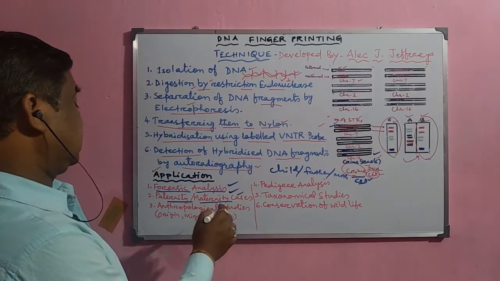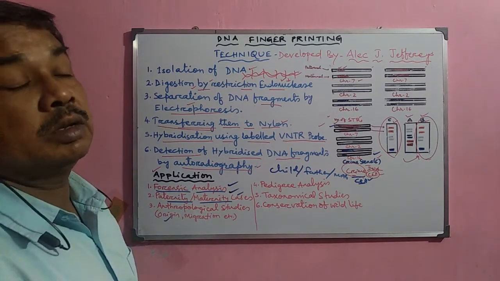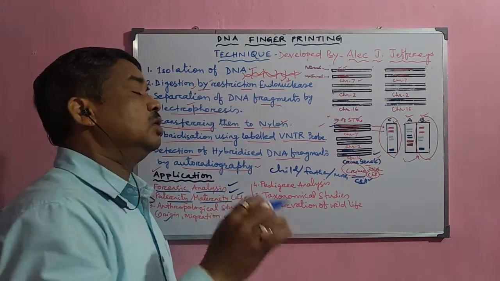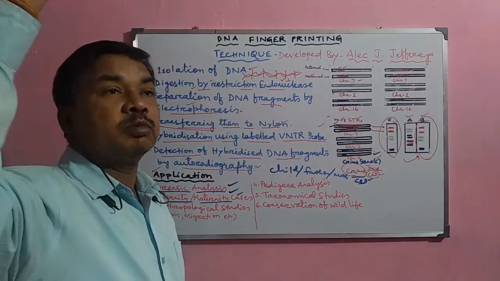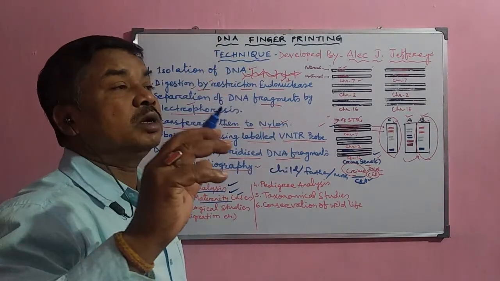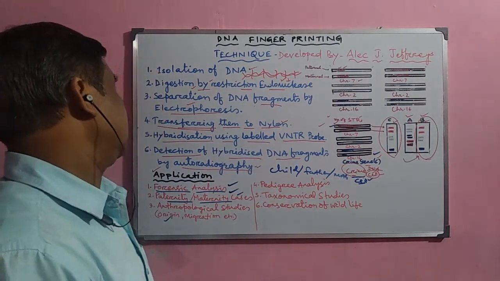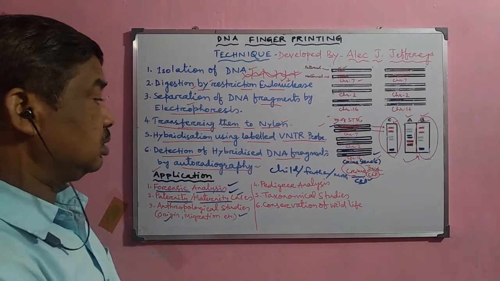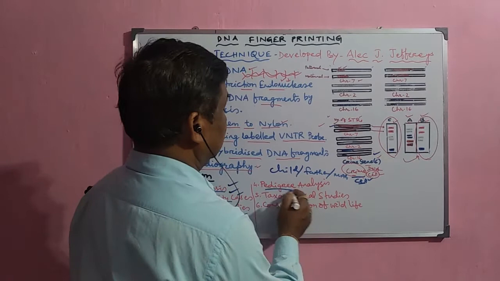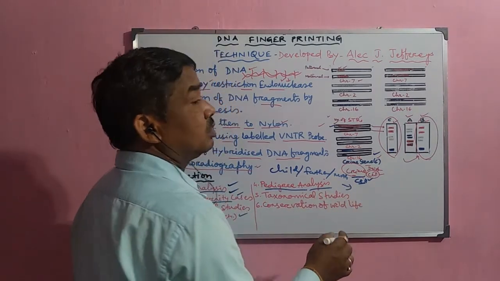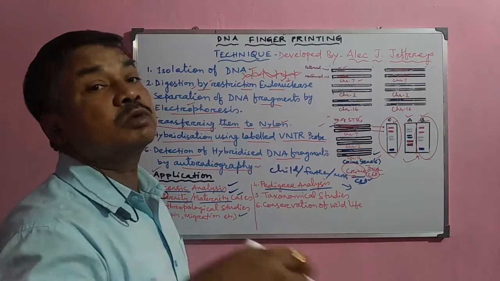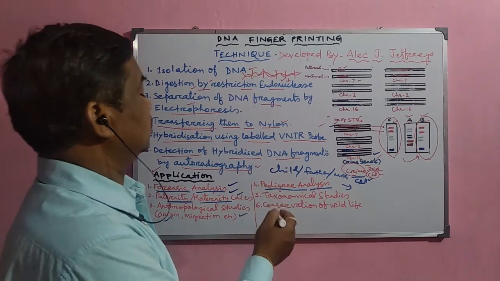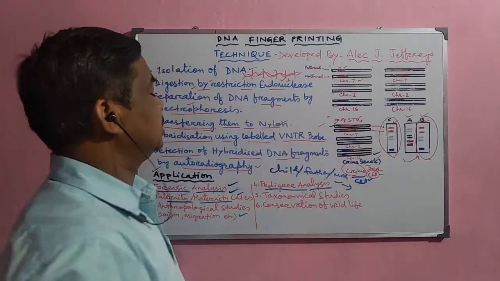Now, anthropological studies. Suppose a race of human beings originated from this place or that place, or migrated from this place or that place. There is a similarity between the individuals of a closely related group, so anthropological studies are also based on the DNA fingerprinting technique. Now, pedigree analysis means how hereditary diseases are carried from one generation to another in a family. This can also be studied properly with the help of DNA fingerprinting.